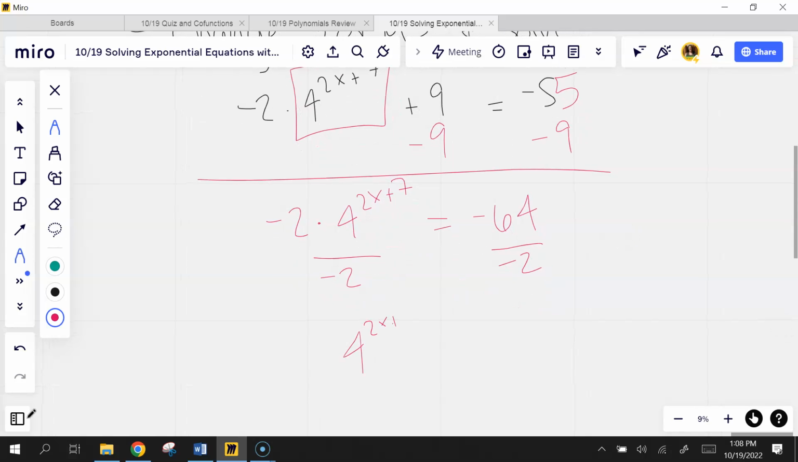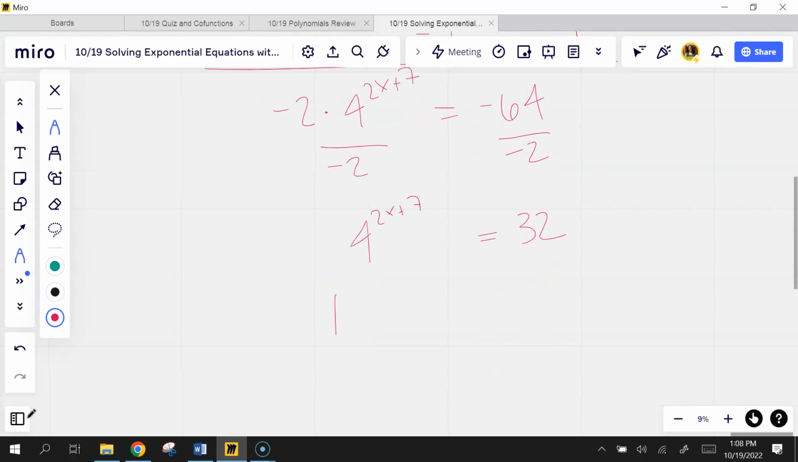All right, 4 to the 2x plus 7 equals 32. Now that it's completely isolated, I can change the form. So log, what's the base? Of what equals? There you go. And then you solve it. This is a number. If it's not an exact number, put it on your calculator. So do log 32 divided by log 4. If you have the base thing, do the base thing.